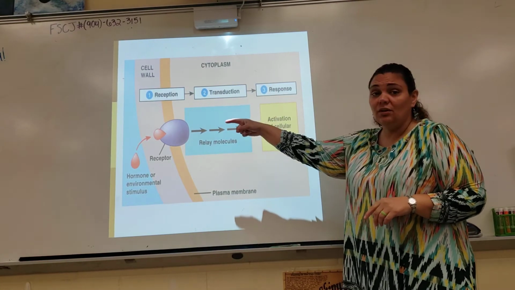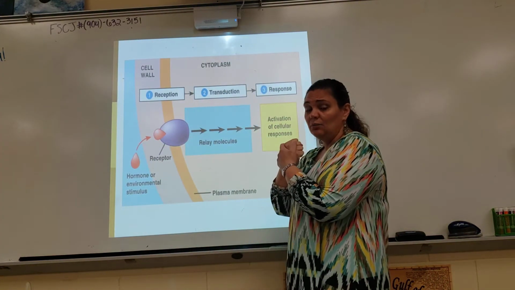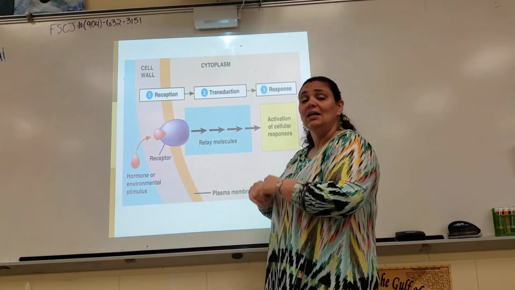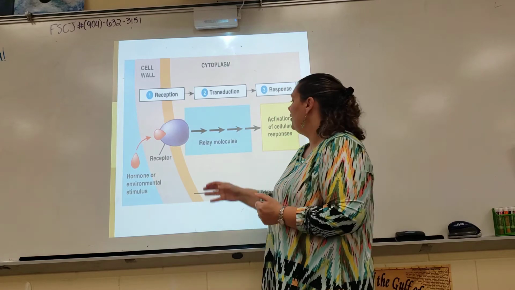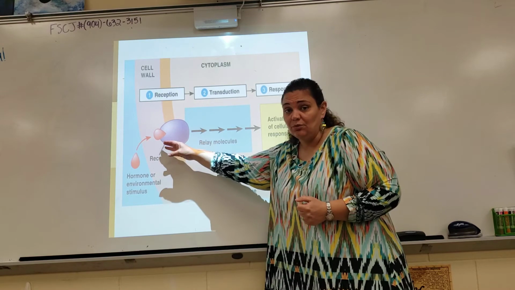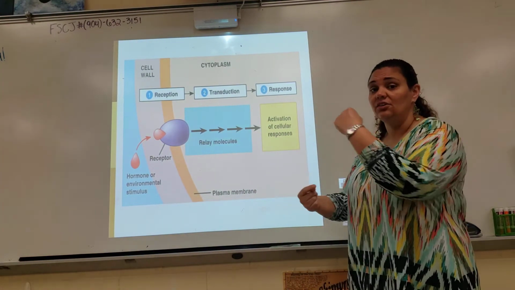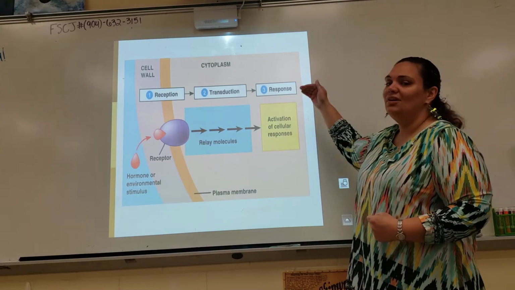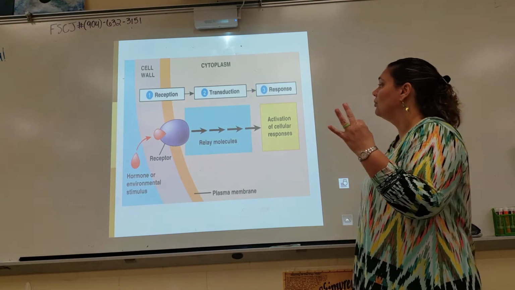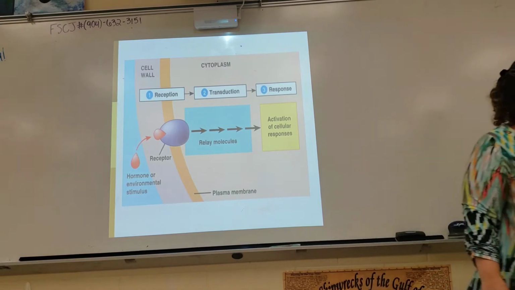Reception. Reception, protein receptor, right? You've got the protein receptor right here. It's going to receive that signaling molecule. That signaling molecule can be a hormone, it can be environmental stimulus, it can be anything, okay? The transduction, the relay molecules, the processing of that receptor molecule or that stimulus. So it's processing it, it's understanding what's going on, and then whatever necessary cellular response is going to occur. That's the 3 steps, okay? Reception, transduction, response. Know those 3 steps. Pretty please.